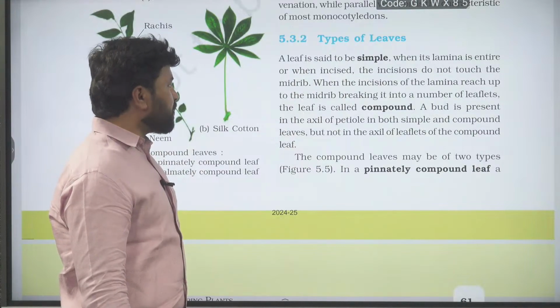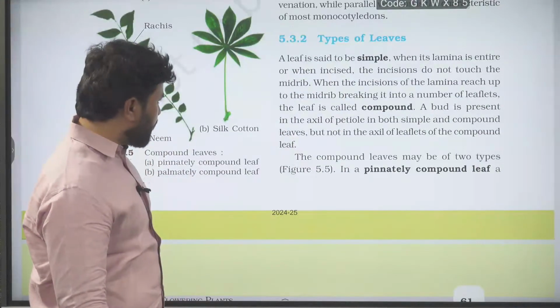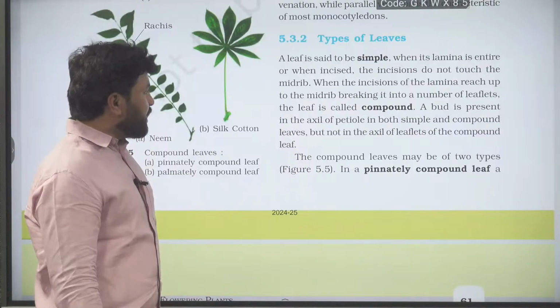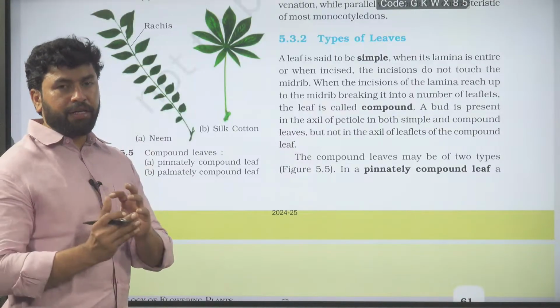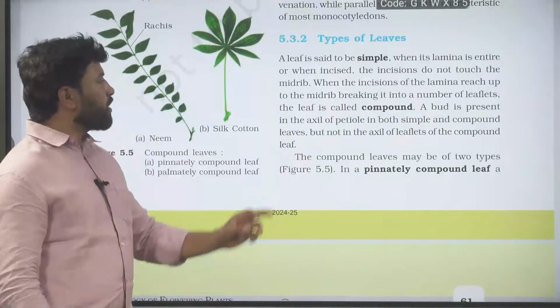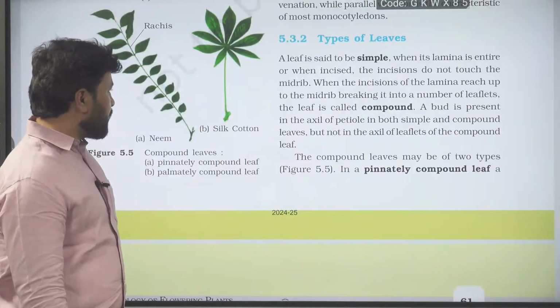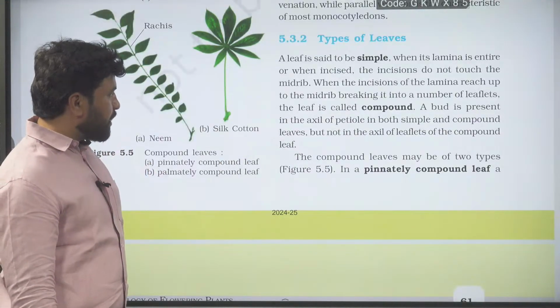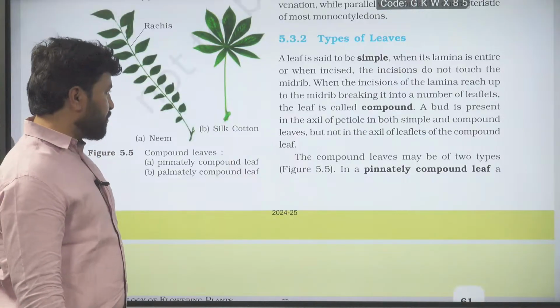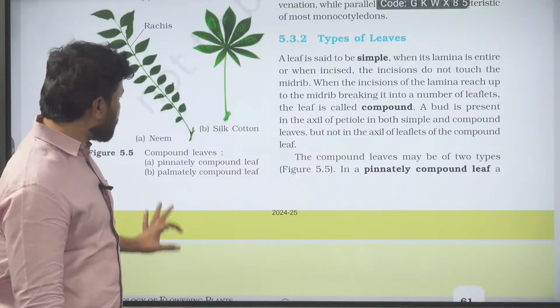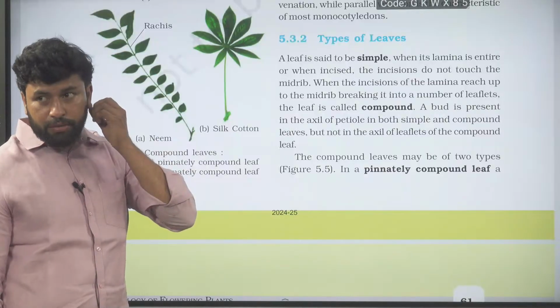When the incisions of the lamina reach up to the midrib, breaking it into a number of leaflets, that means lamina has been divided into small parts. Those parts are called leaflets. The leaf is called compound. The bud is present in the axil of the petiole in simple and compound leaf, but not in the axil of leaflet of compound leaf. What they wanted to say.